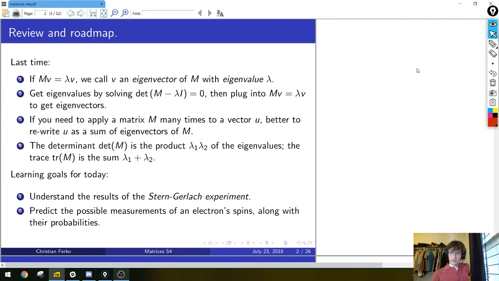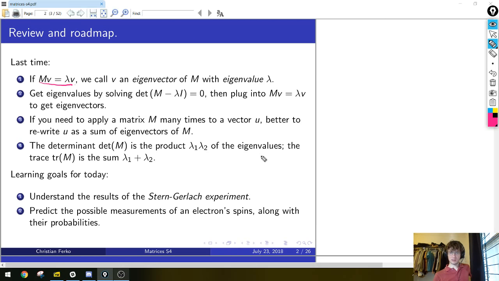Okay, so a quick recap from what we spoke about last time, which was mostly eigenvectors and eigenvalues. The key equation from the last session was Mv = λv. If there's some exceptional vector v, such that a matrix acting on v gives you a scalar times that vector back, then we call that v an eigenvector of the matrix with eigenvalue λ.